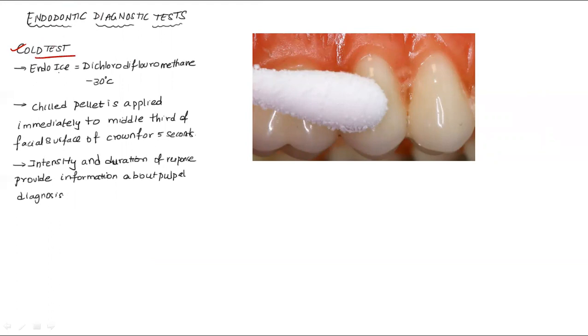So in the cold test, what do you use? You use endo ice, which is dichlorodifluoromethane, at minus 30 degrees centigrade. So the chilled pellet here you can see is applied immediately to the middle third of the facial surface of the crown for 5 seconds. Intensity and duration of response provide information about pulpal diagnosis.